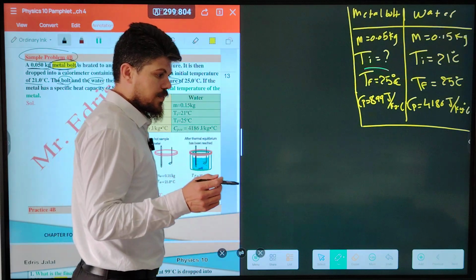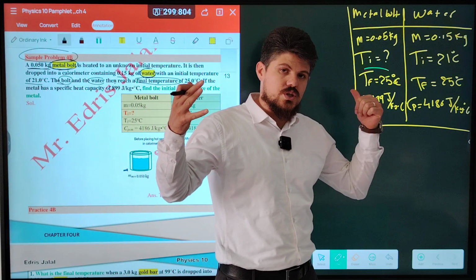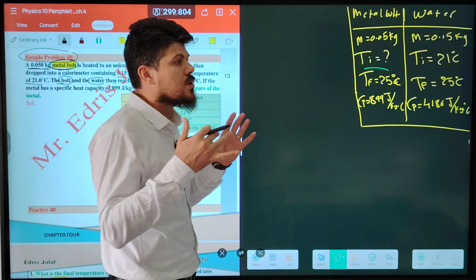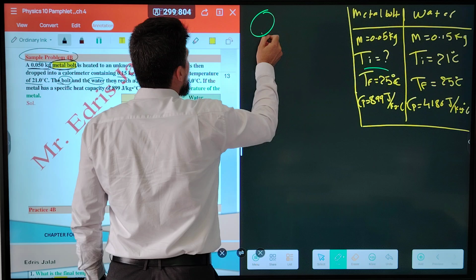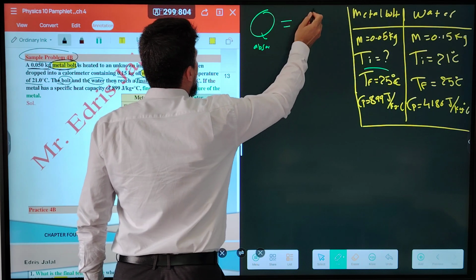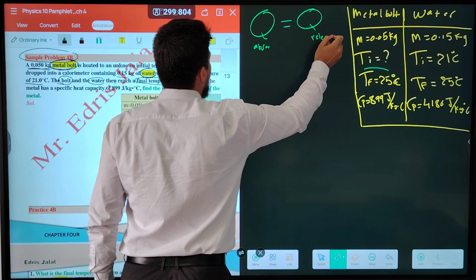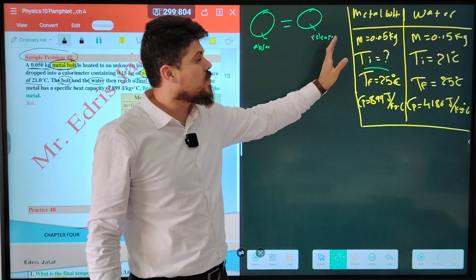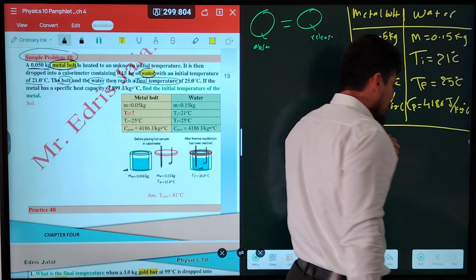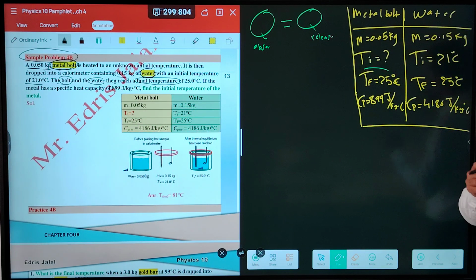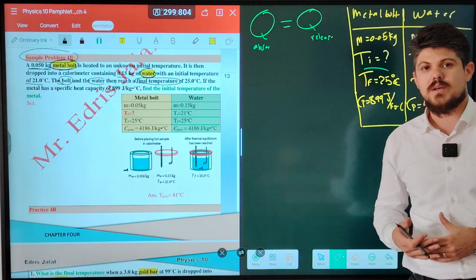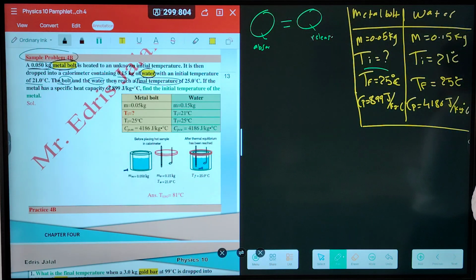According to the conservation of energy, the energy released by the hot substance, which is the metal bolt, is equal to the same amount of energy absorbed by the water. According to what? Conservation of energy. Q absorb is equal to Q release. But guys, first of all, you have to know which one releases and which one absorbs. How do you know? By initial temperature. Which one has the higher initial temperature? That one releases. The substance that has the lower initial temperature absorbs.